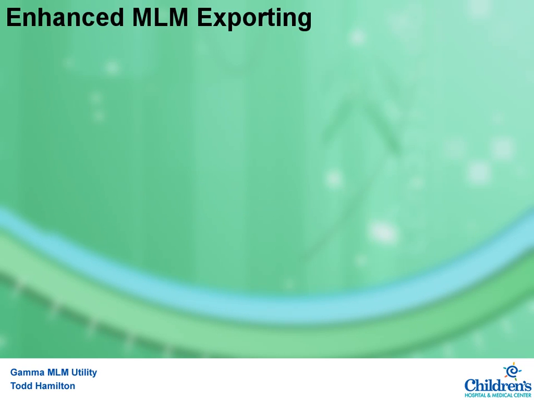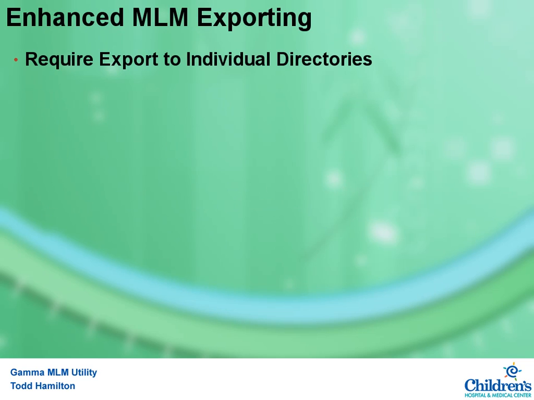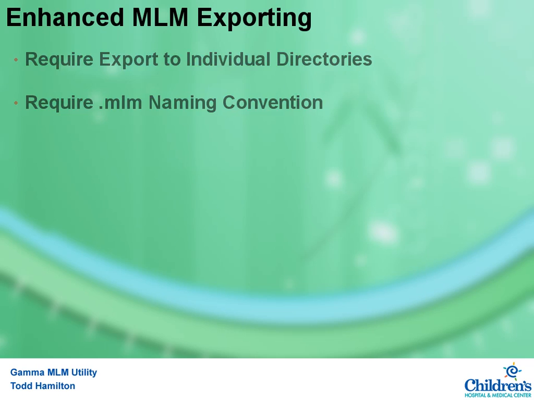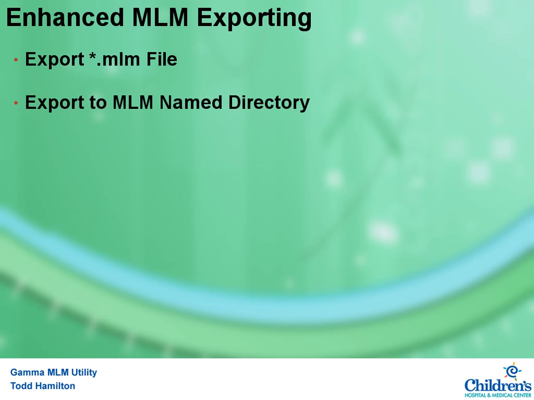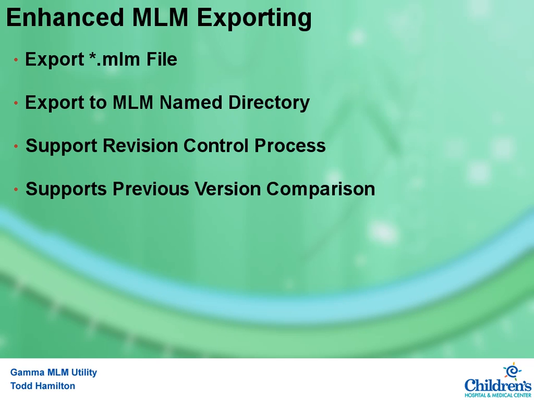During one of our upgrade projects, we found it necessary to export our MLMs from the SCM database to individual directories while following a specified naming convention. Our solution was to develop functionality that gathers the most recent version of all active MLMs from the SCM database and export the MLMs to a .mlm file within the corresponding directory. We use the directory structure to help manage local copies of the code through our revision control process, as well as assist in comparing changes from previous versions of the code.